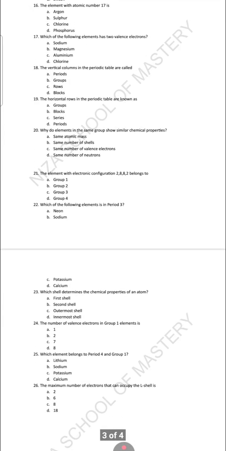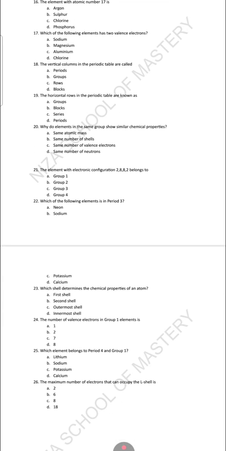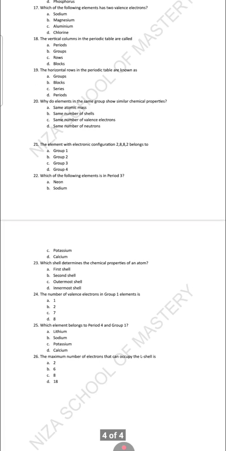Is that okay? So 21. The element with electronic configuration 2882 belongs to group 2 because it has 2 electrons in its outermost shell. Which of the following elements is in period 3? Neon? No, neon has 2 shells. Sodium 281, yes, sodium has 3 shells. So that's sodium, B. It's not potassium. Potassium has 4 shells, and calcium has 4 shells. So only sodium has 3 shells, so it's in period 3.